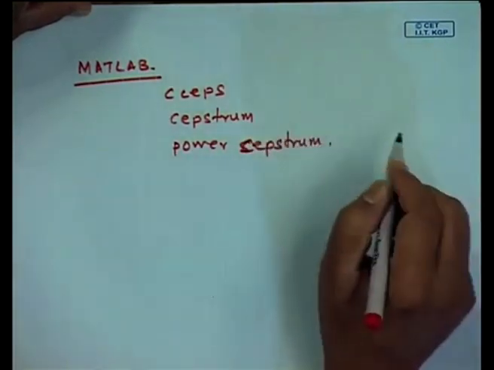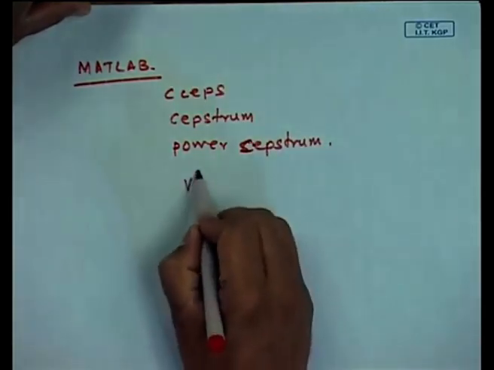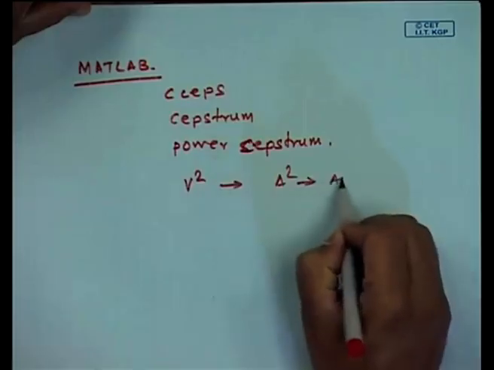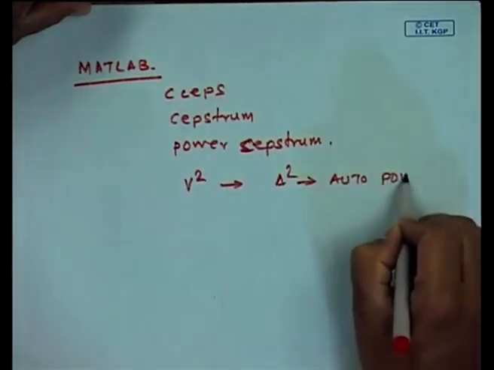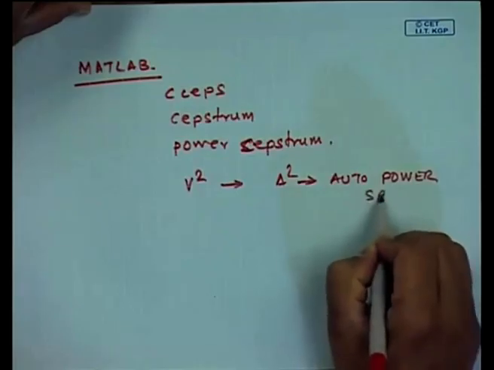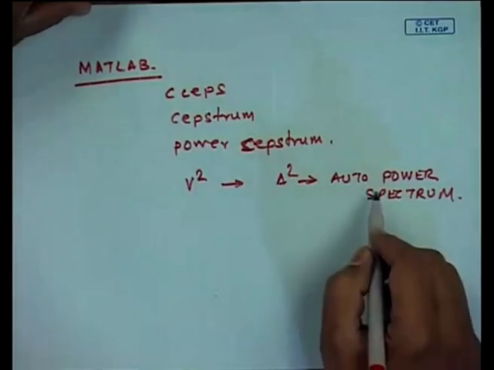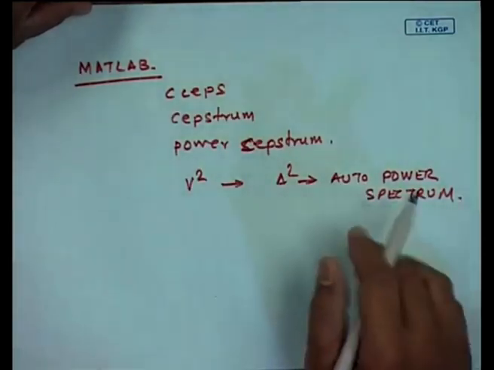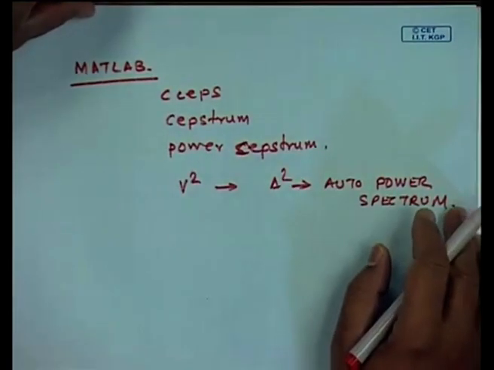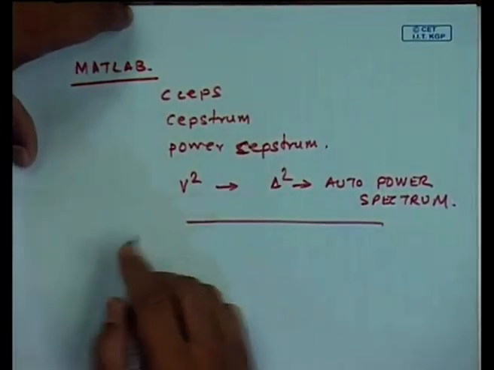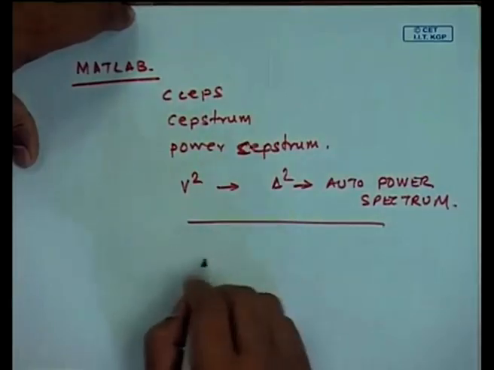Because if there is a voltage square term or an amplitude square term, I can call it an auto power spectrum. If I do a Cepstrum of an auto power spectrum, it will become what is known as a power Cepstrum. There are different ways of representing this data, but we can generate signals in MATLAB. I can briefly tell you how to generate a signal in MATLAB.